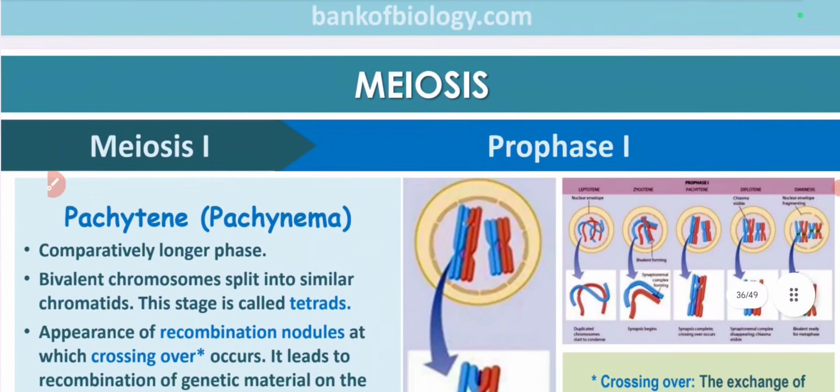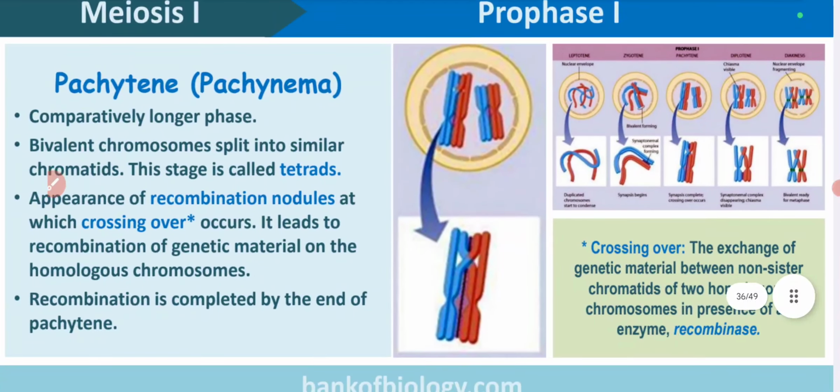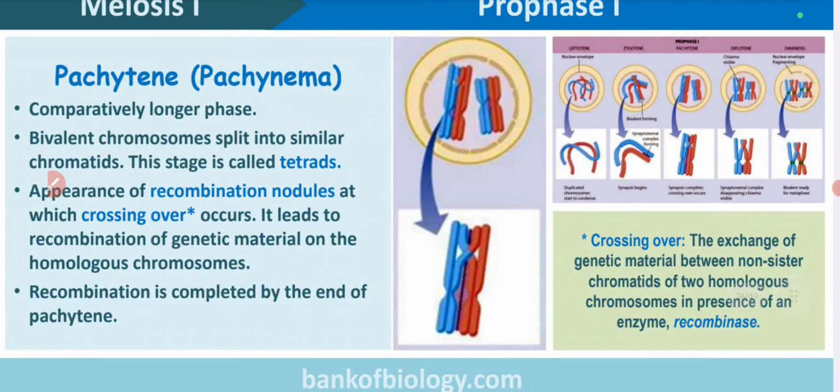Next is pachytene or pachynema. It is a comparatively longer phase. Bivalent chromosomes split into similar chromatids. This stage is called tetrad. So here particularly the word tetrad is for the pachytene stage, but in your NCERT it is also given beside the word bivalent. Bivalent chromosomes split into similar chromatids. This stage is called tetrads.